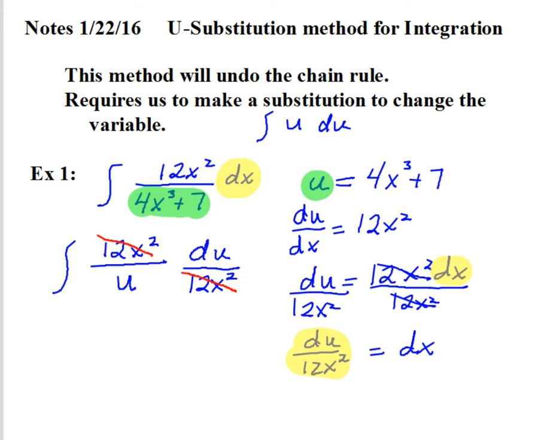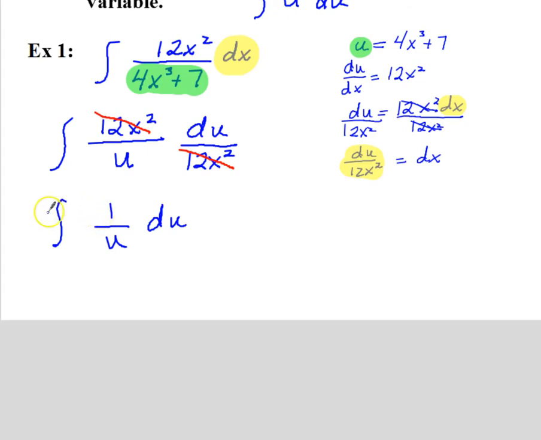When you look at what's left over, you have 1 over u du. Okay, so now looking at the problem, we've just restructured it so that it's in an easier form for us to investigate, and hopefully you recognize that as something easy to integrate. As we know, the integral of 1 over u du would be the natural log of the absolute value of u plus c.